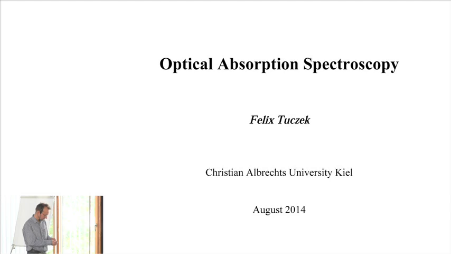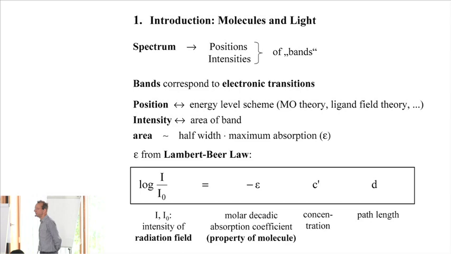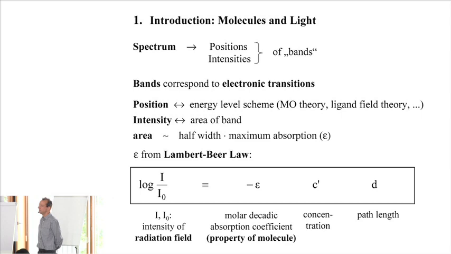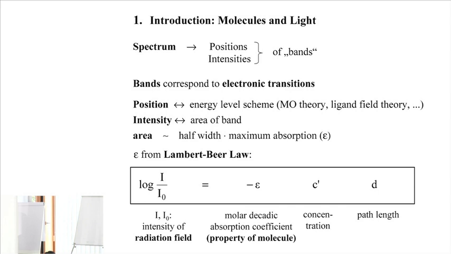An optical spectrum, I want to begin with something very basic, consists of bands, and these bands have positions and intensities. These bands correspond to electronic transitions, and the position of these bands you can infer from an energy level scheme, which you can derive, for example, from MO theory or ligand field theory, or all these things which you learn here.